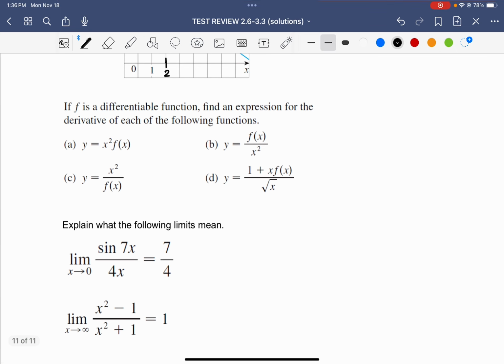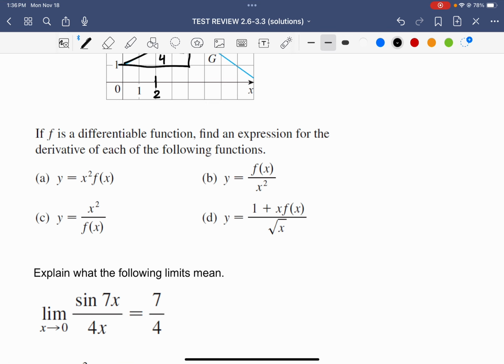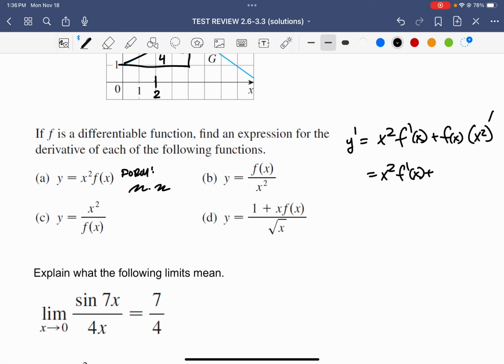Okay. I'm going to do A for this one. It just wants us to find the derivative. The form of this one is product rule. So it's first times derivative of second plus second times derivative of first. So it's x squared f prime plus f times 2x. I would probably put that in front because it just looks nicer.